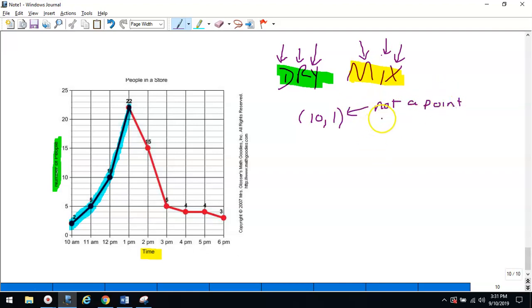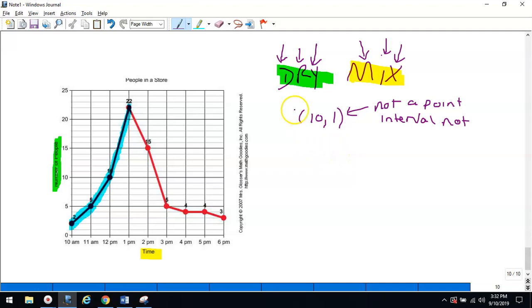Okay, and this is not a point on the graph. This is interval notation. I believe, and I'll double check the test, but I believe you could just write it out too. It's continually increasing from 10 until 1. But like I said, I'll look on the test and see what the question is actually asking.